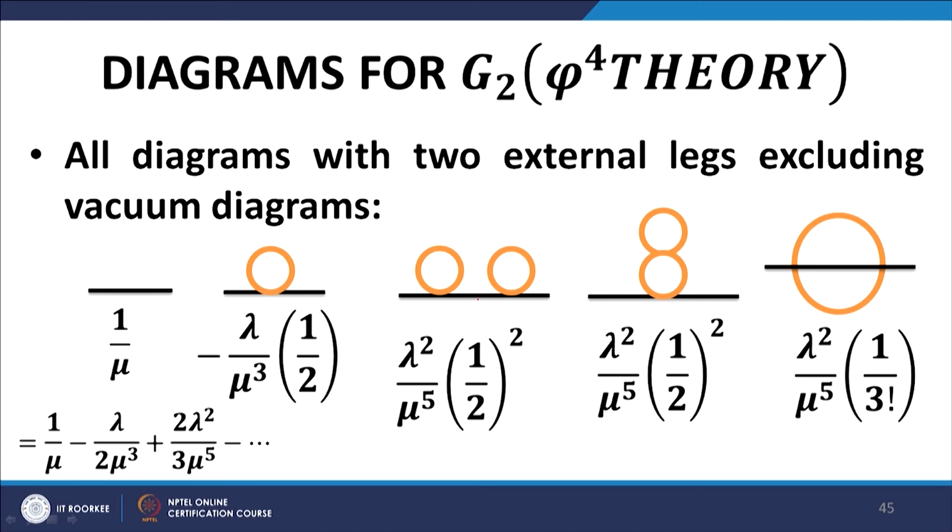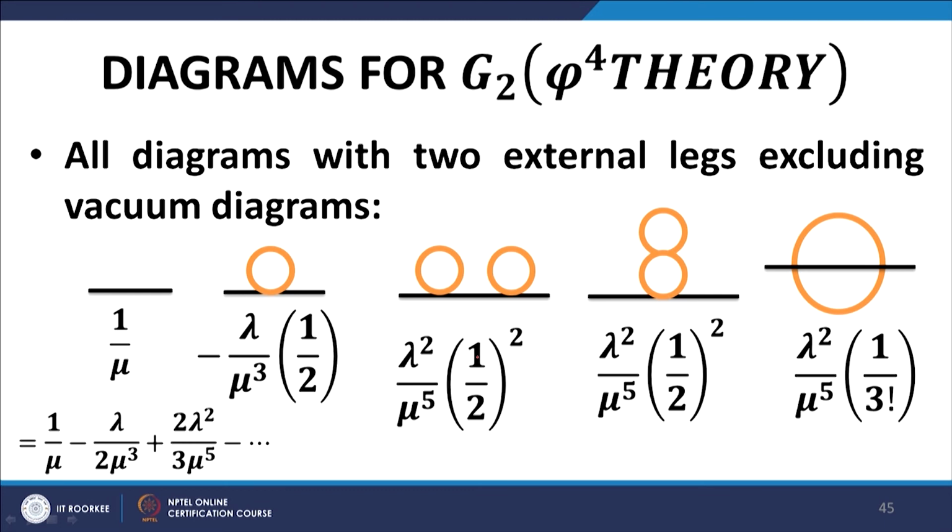For example, this third diagram has how many lines? 1, 2, 3, 4 and 5. So, it evaluates as 1 upon mu to the power 5. There are 2 vertices here, so lambda square here, and the symmetry factor arises due to the flipping of the leaves, 1 upon 2 square, because there are 2 leaves here. So, that is how the evaluation goes. It is worthwhile practicing the evaluation of these diagrams, and one can become proficient through practice.